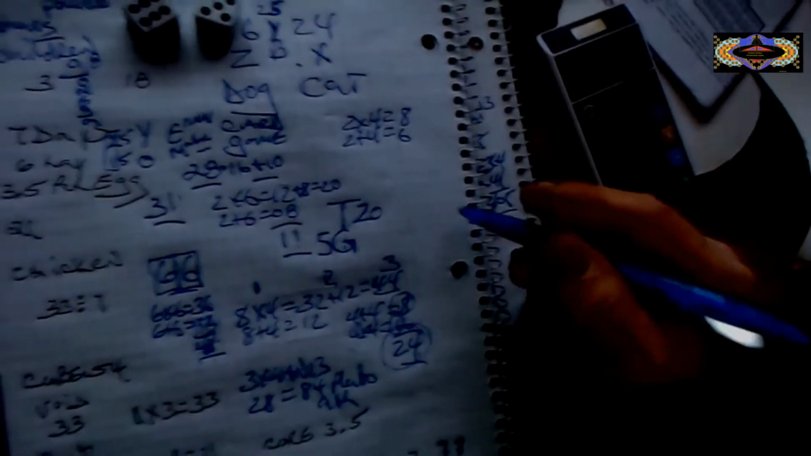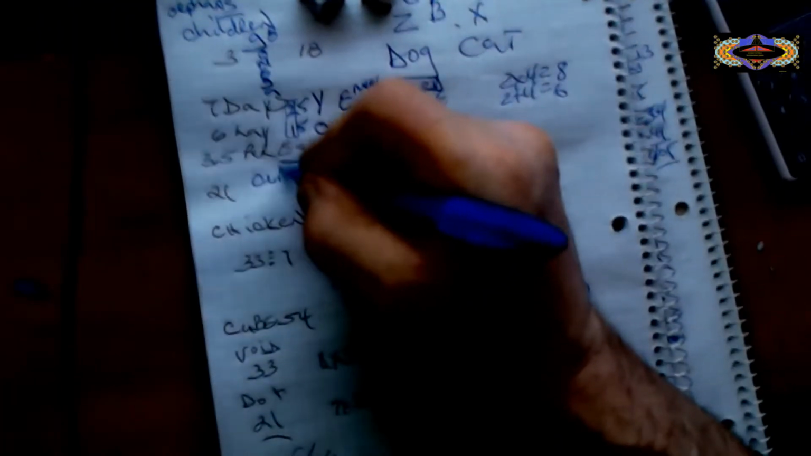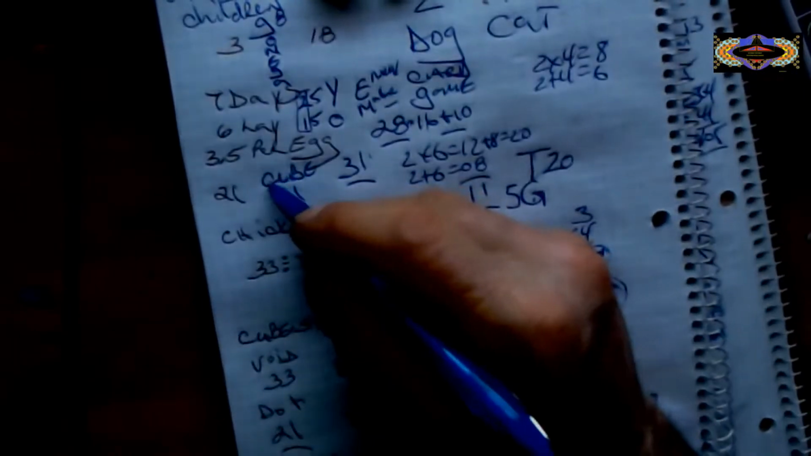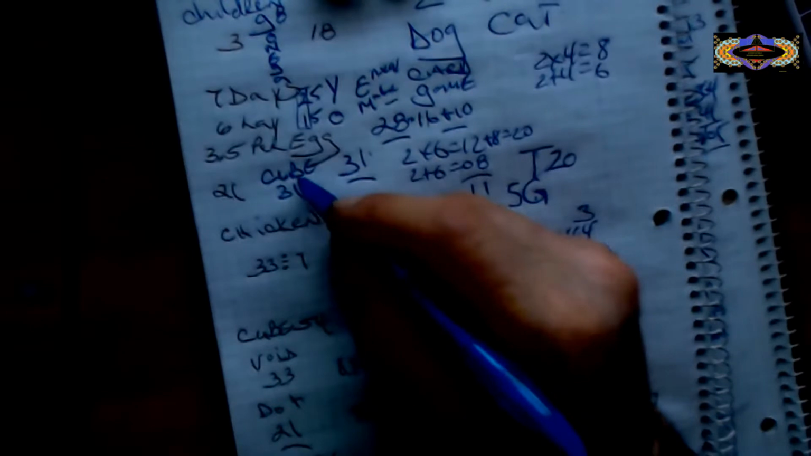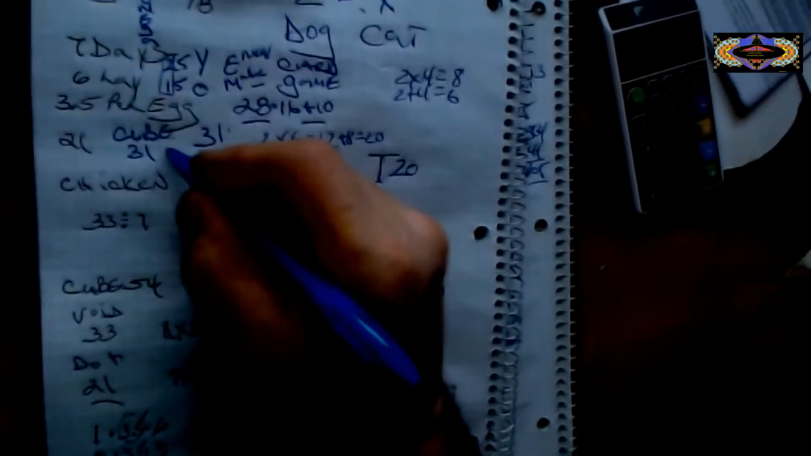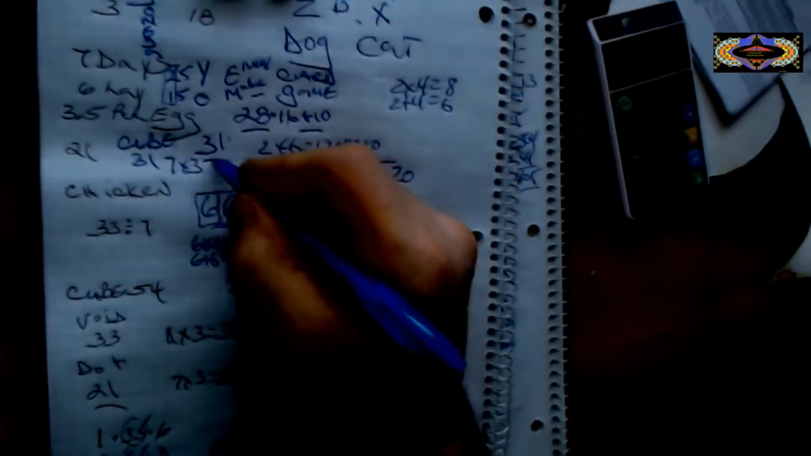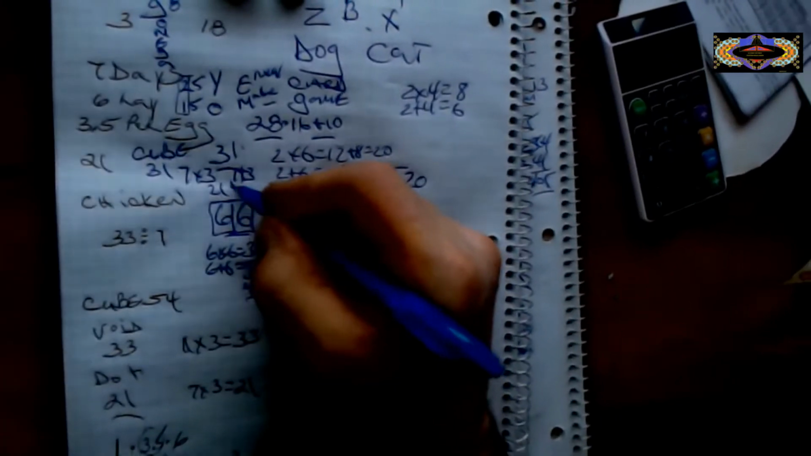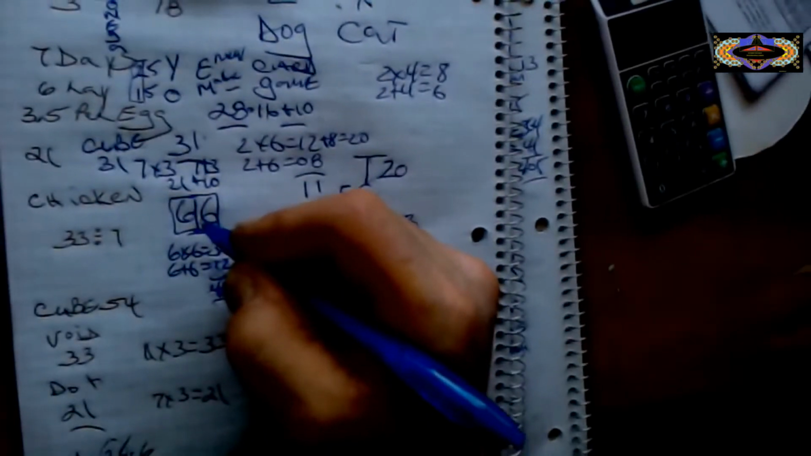31. Man is part of that. 13, 31. The cube numeric value is 31. 3, 21 is 24, 25, 26. 31 for the cube. How do you create 31? 7 times 3, 7 plus 3 equals 21 the cube, and 10.